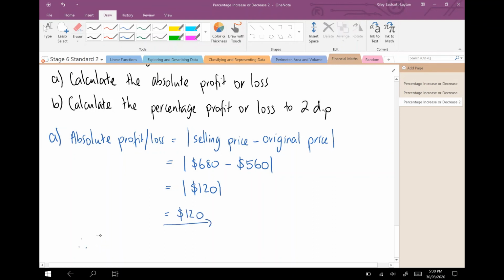So therefore, the vase collector made an absolute profit of $120.